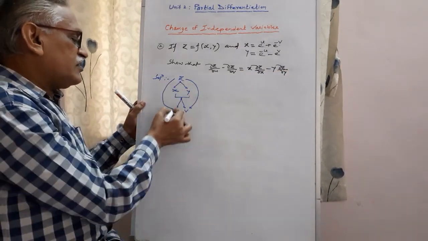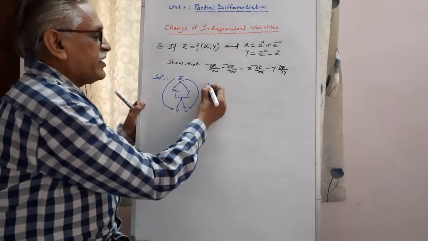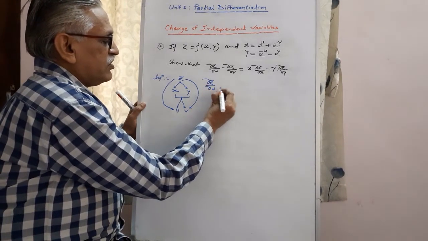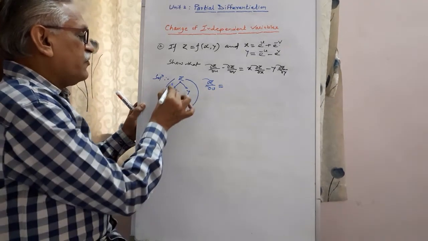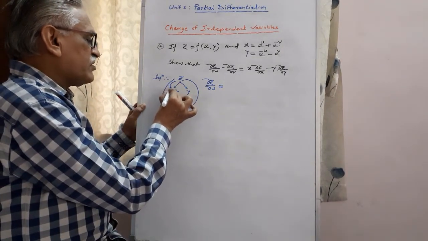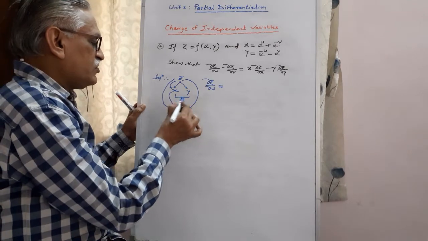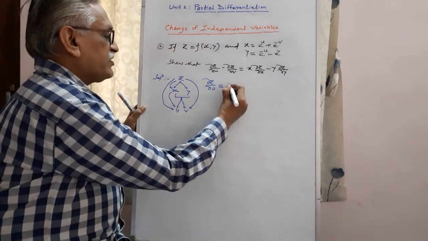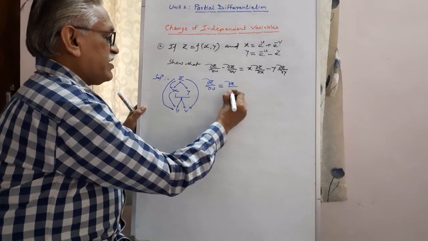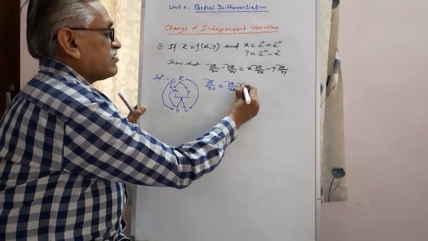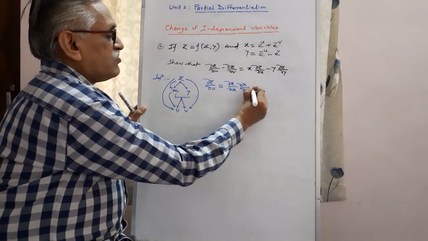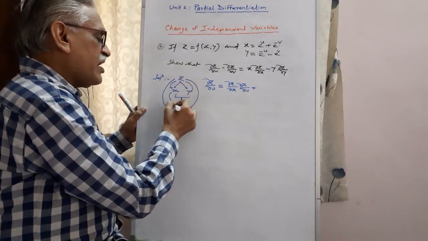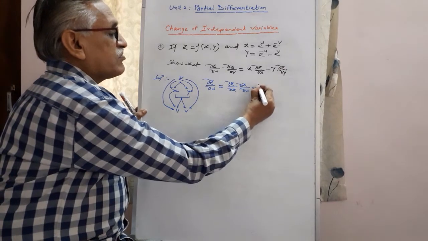Therefore, ∂z/∂u, how to obtain it with the help of the tree diagram? ∂z/∂u is equal to differentiating first with respect to x and then x with respect to u, as it is a function of function, applying chain rule. ∂z/∂x into ∂x/∂u. Then differentiating z with respect to y and y with respect to u.